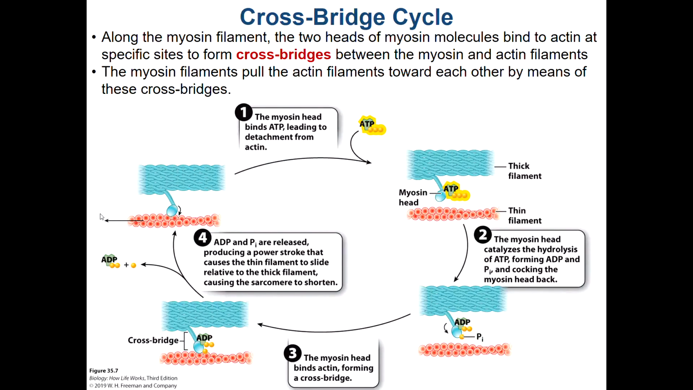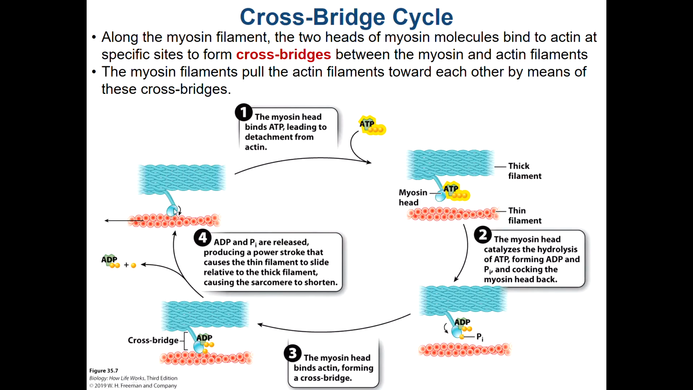Along the myosin filament are two heads. The two heads of the myosin molecules bind to actin at specific sites. That binding, which you can see here, is what is called cross-bridging, because these globular heads of the myosin have attached to the actin thin filaments, so it forms a bridge or a cross bridge. The myosin filaments pull the actin filaments towards each other by means of these cross bridges. So having this cross bridge is what allows our muscles to contract. Interactions between the myosin and actin filaments is what's causing movement.